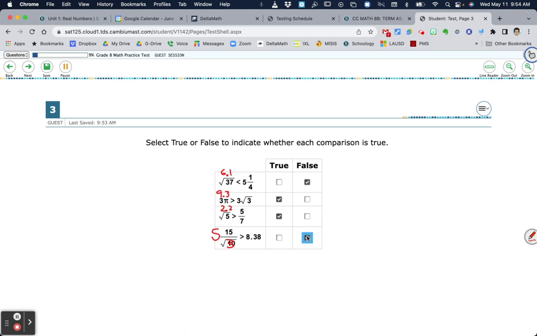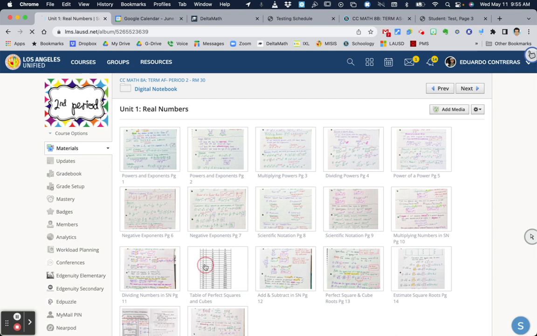Okay. So you just got to use your knowledge of square roots to figure that out. One of the things you may want to do is look at the perfect square table on the notes over here. So this one.